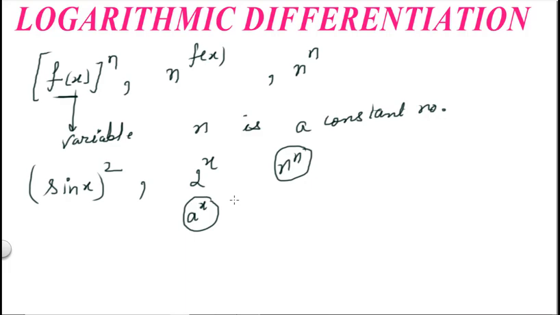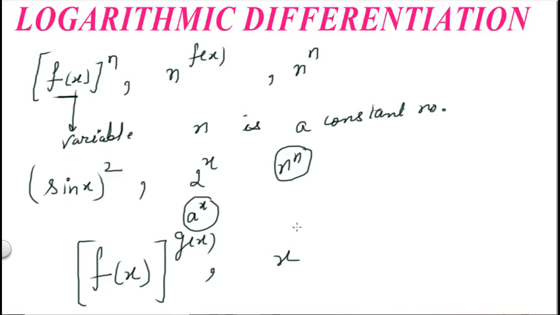Where logarithmic differentiation comes into role is, what we are going to learn in this section, when we have function to the power function, or variable to the power variable, or we have more than two functions in product, right? So these are the cases where logarithmic differentiation comes into play, and we have to apply logarithmic differentiation there, right? So how we are going to apply this and solve this?